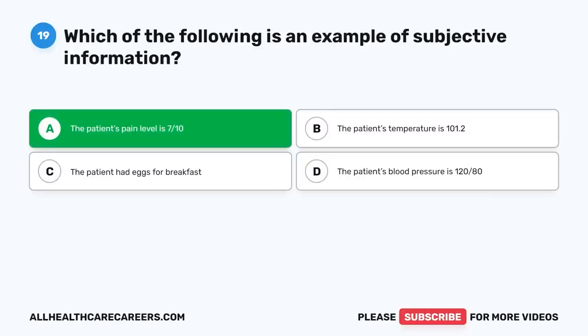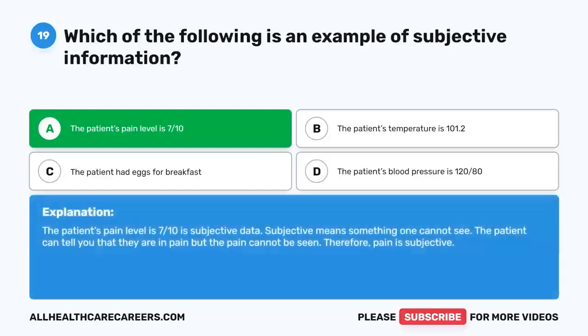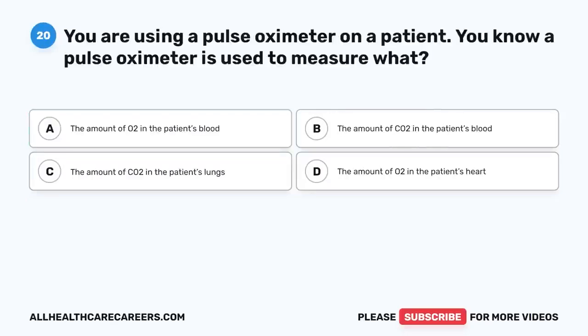The patient's pain level is 7 out of 10. That is subjective data. Subjective means something one cannot see. The patient can tell you that they are in pain, but the pain cannot be seen. Therefore, pain is subjective.